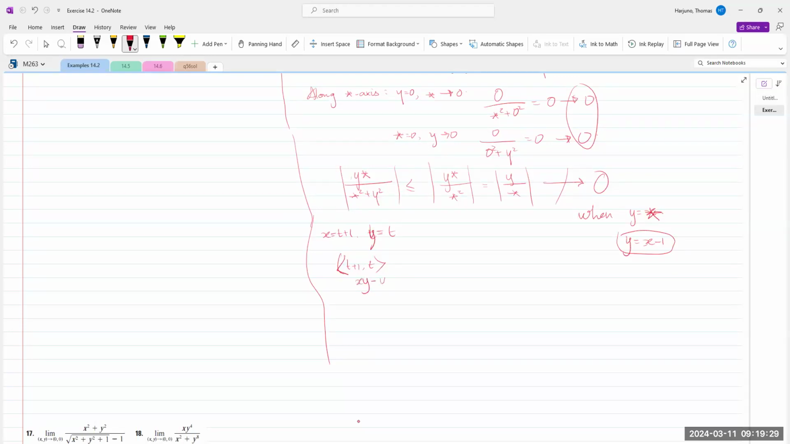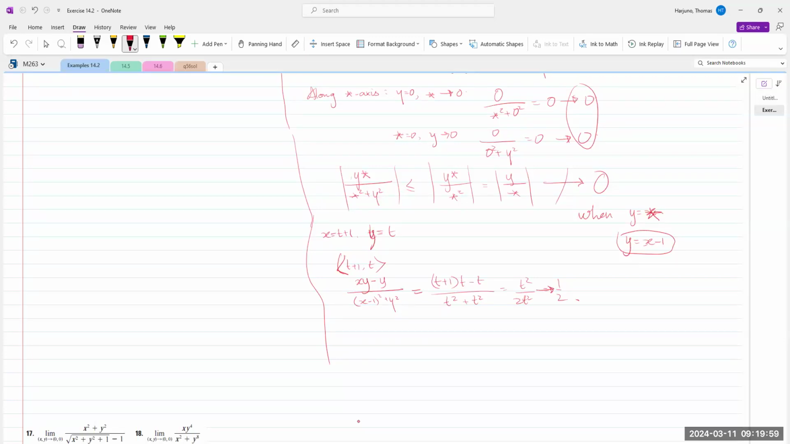xy minus y over x minus 1 squared plus y squared. If I replace the x by t plus 1 and the y by t, you'll get t squared over 2t squared. That's 1/2, right? Under the condition of limit, of course. Oh, now we get two different paths.